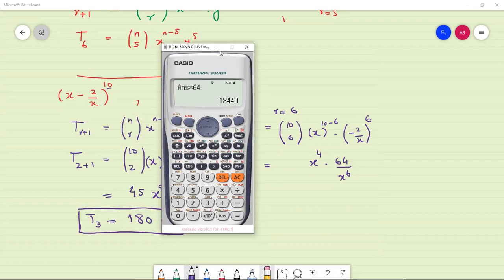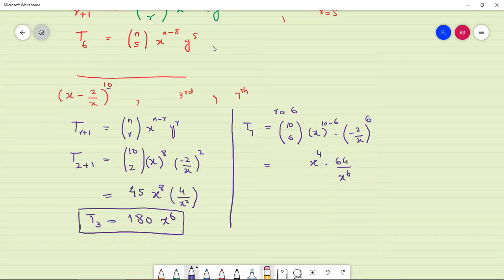So 13,440. So here 210, and the next term is 13,440. And when you cancel x power 4, this would become x square, or you can write 13,440 dot x power minus 2. Both answers are correct. Whether you write divided by x square or you put x square in the numerator, this would become minus 2.